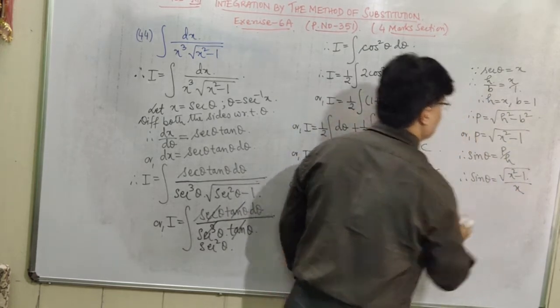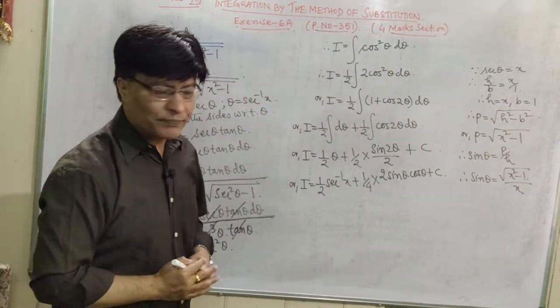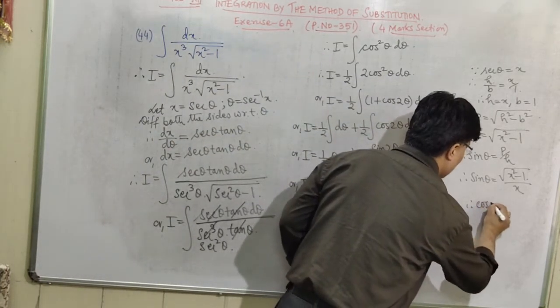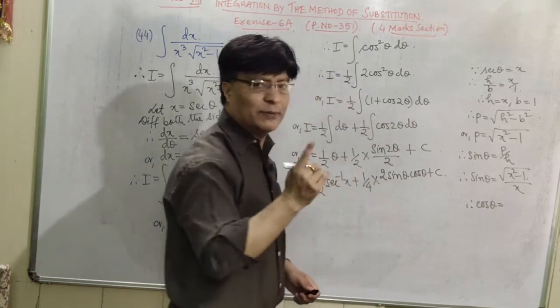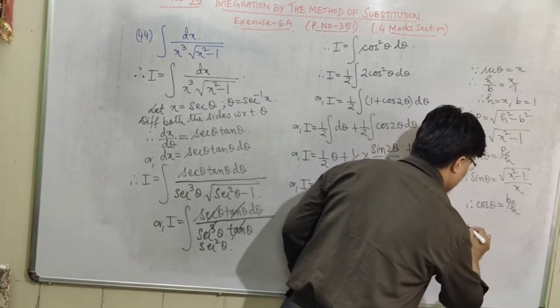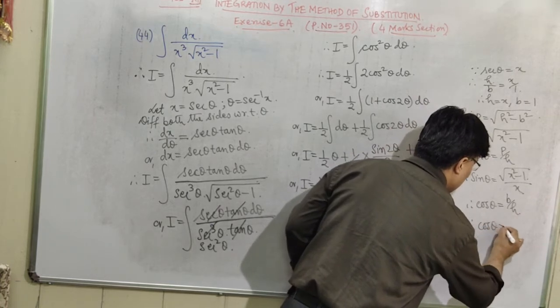H is x. Is that clear? Next, you should get the value for cos theta. What is the formula for cos theta? Cos theta is equal to b by h. So what is cos theta now?